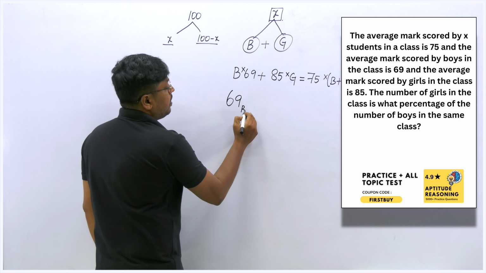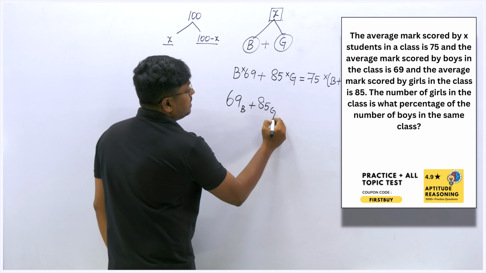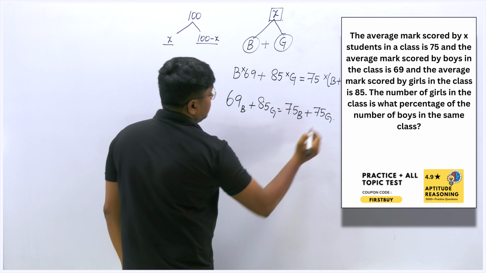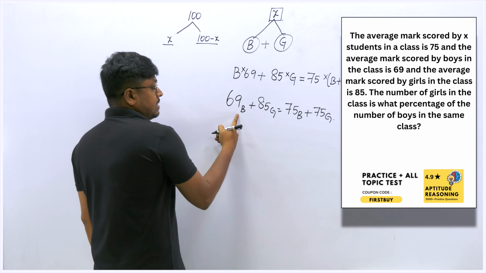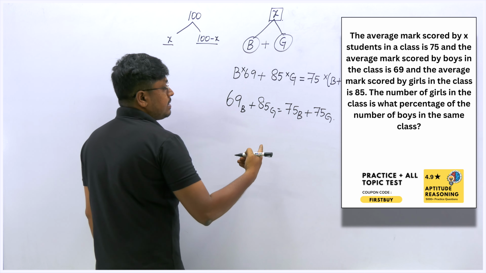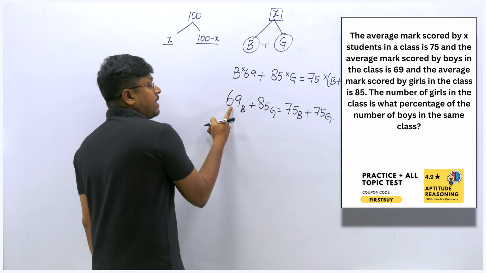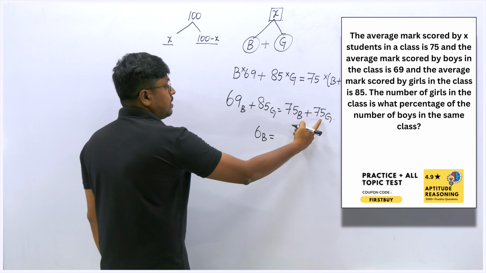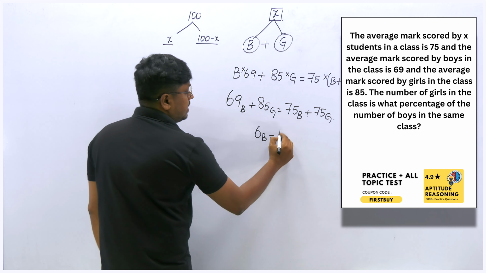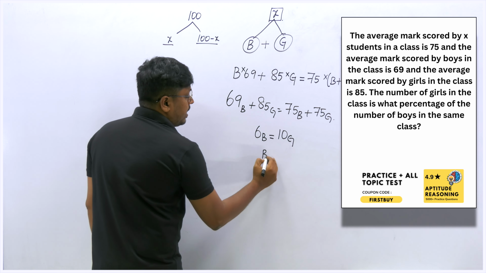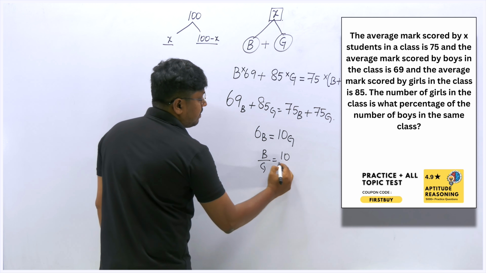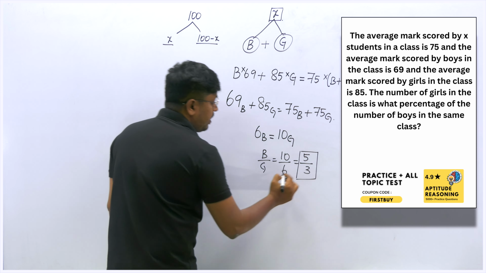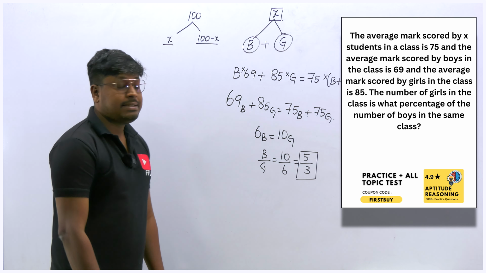So 69 boys plus 85 girls is equal to 75 boys plus 75 girls. Now, bringing the boys to the right-hand side, 75 minus 69 is 6 boys, equal to 85 minus 75, which is 10 girls. So boys by girls is equal to 10 divided by 6, which is 5 divided by 3. So finally we got the ratio of boys to girls as 5 by 3.